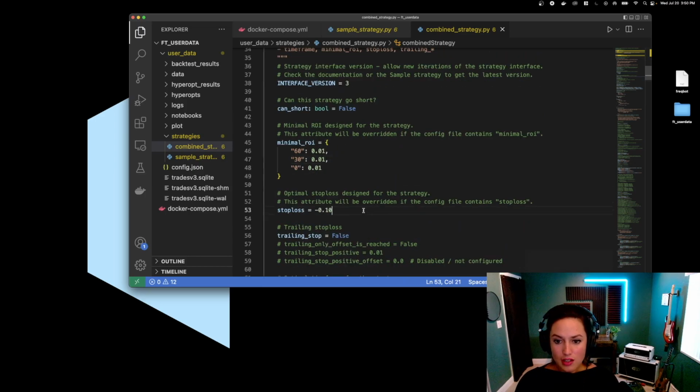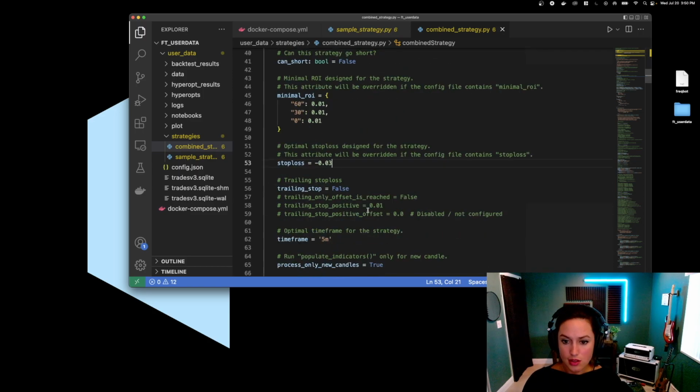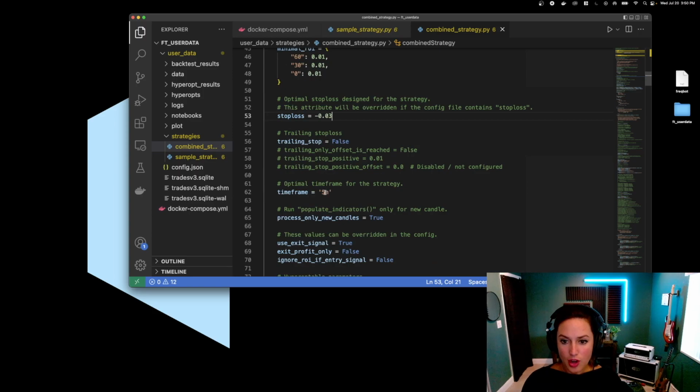So the stop loss is currently set to 10%, and that is a large stop loss for a minimal ROI of 1%. So because my return on investment is low, my stop loss should be smaller too, because I could lose a lot of money but only be gaining a small amount, right? So I'm going to change this to 3% stop loss. And at the time frame variable, I am going to change this from 5 minutes to 15 minutes.